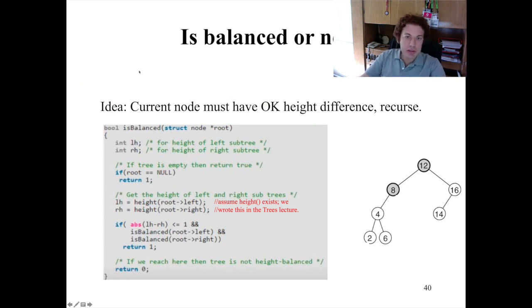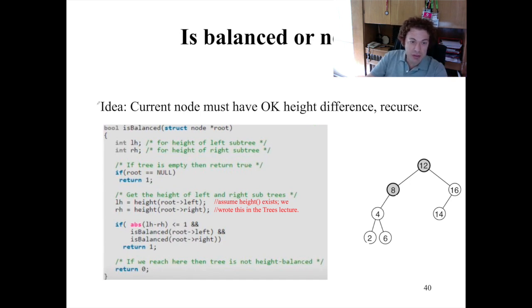Here is a tricky question. Here is a nice question. In this one we will be testing whether a given binary tree is balanced or not. The idea goes like this. You are at a given node and the height difference should be at most 1. This is the rule. So let's implement this logic.